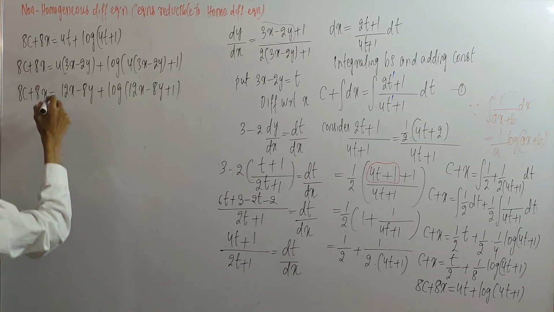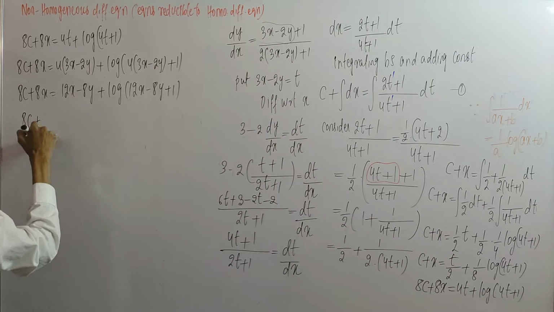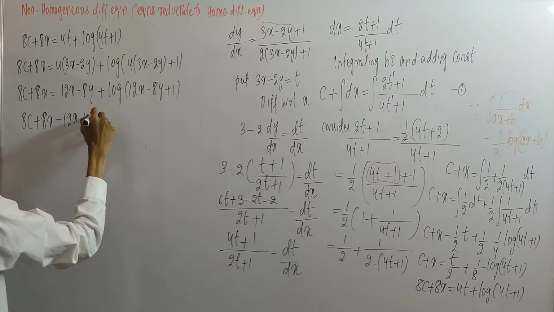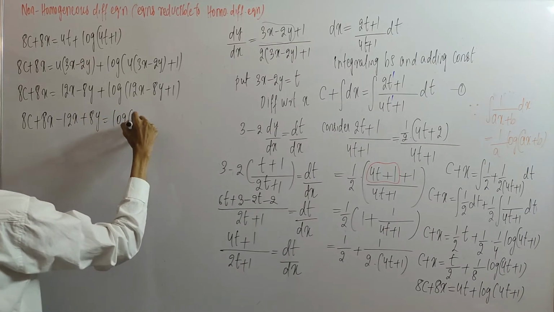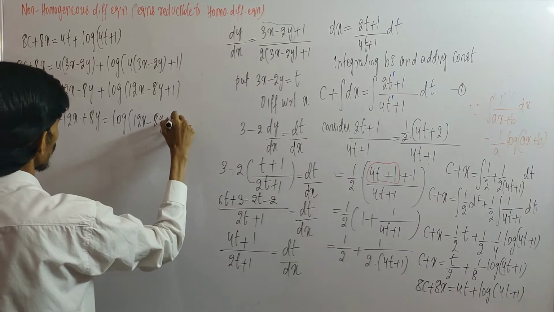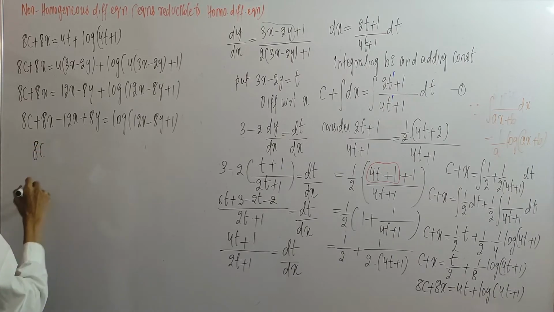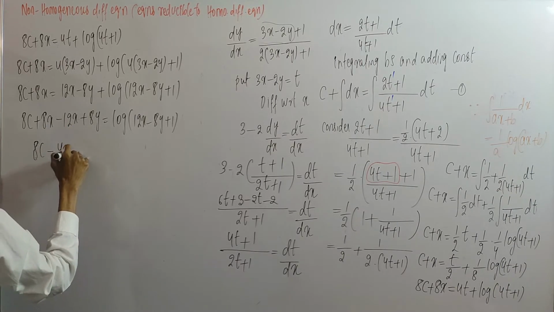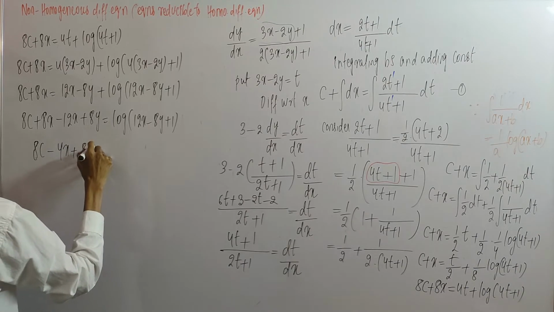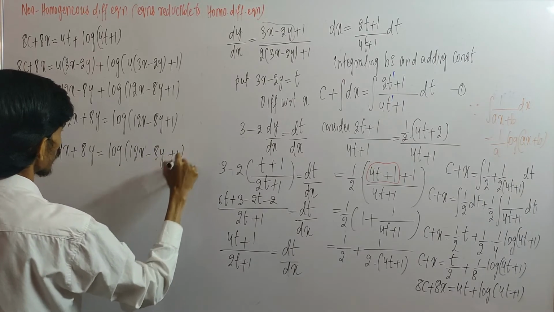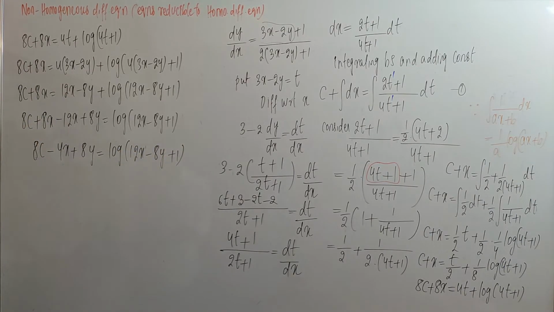Now this will become 8c plus 8x, take this 12x here, plus 8y is equal to log 12x minus 8y plus 1. So here we have 8c, 8x minus 12x is minus 4x, plus 8y is equal to log of 12x minus 8y plus 1. Now we can say this is the solution for this question.